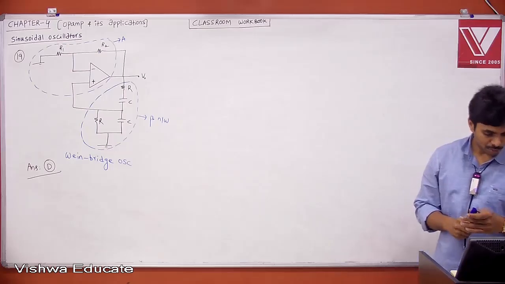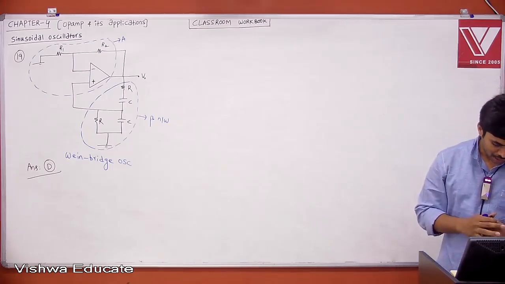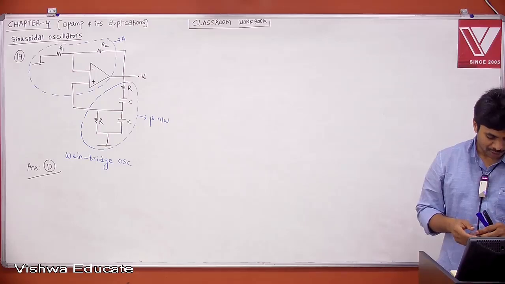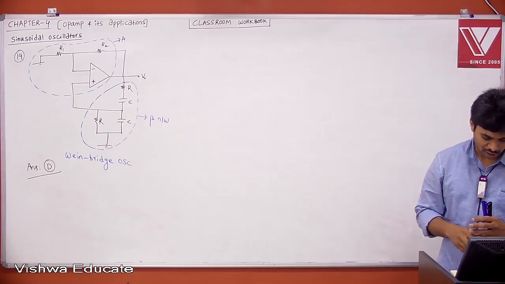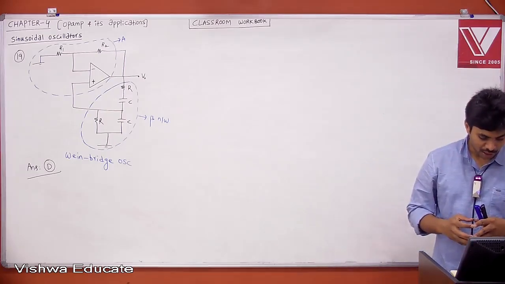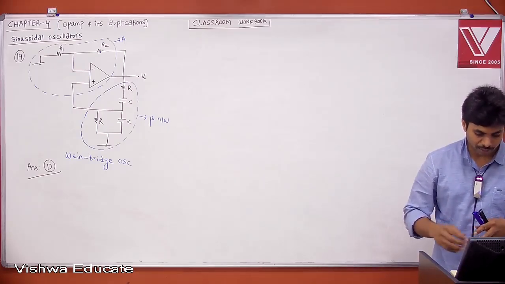Done. Now problem number 20. The circuit in the figure employs positive feedback and is intended to generate sinusoidal oscillation. If at a frequency f0, beta of f is equal to Vf of f by V naught of f is equal to 1 by 6 at an angle 0, then to get sustained oscillation at this frequency. Okay.